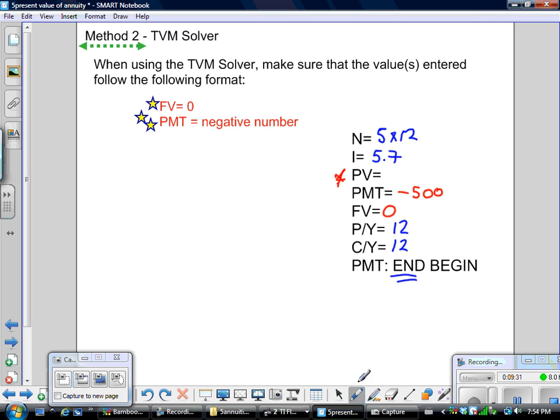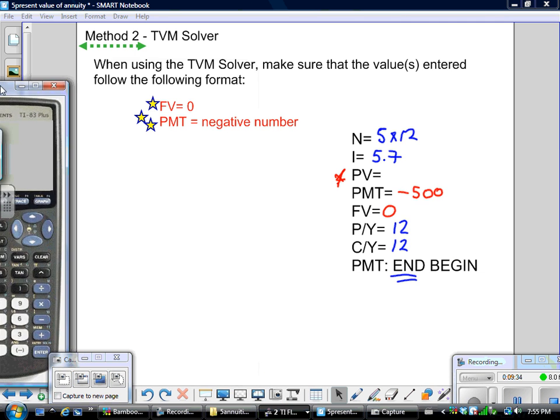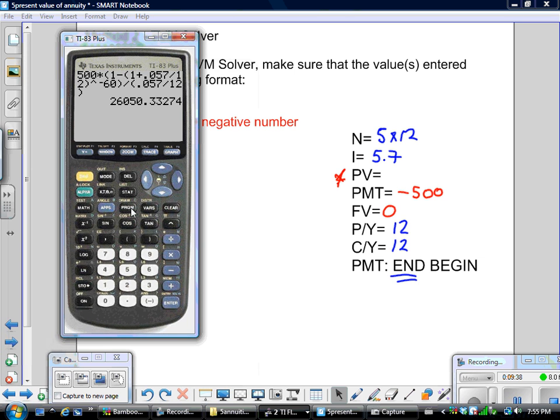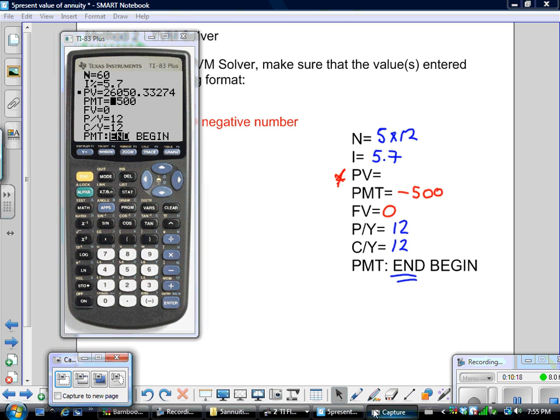So if I take the graphing calculator, you'll see that in some senses, it is actually a lot easier to use than the other way. So apps, enter, enter. Okay, so this time I have 60. My interest rate 5.7. Present value I don't know, I'll just leave it like that. I'm taking out $500. In the future, I'll have 0, and my payments and compounding are both the same. So again, I put my cursor over PV, alpha, enter, and amazingly up comes my answer of $26,050.33.